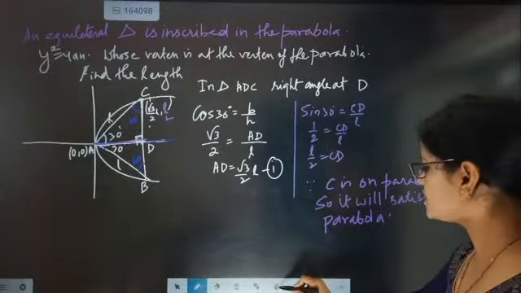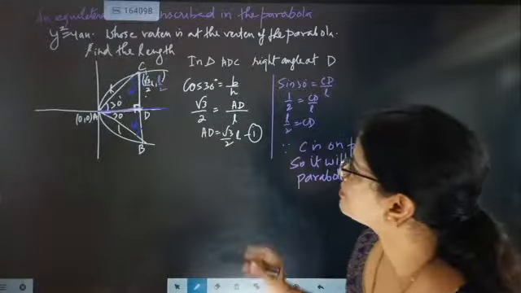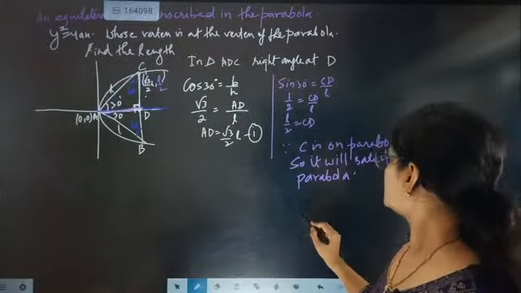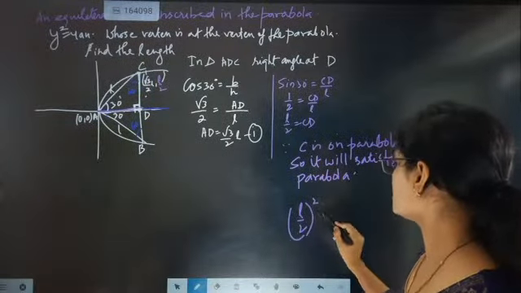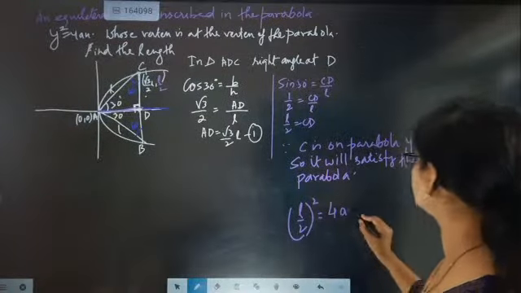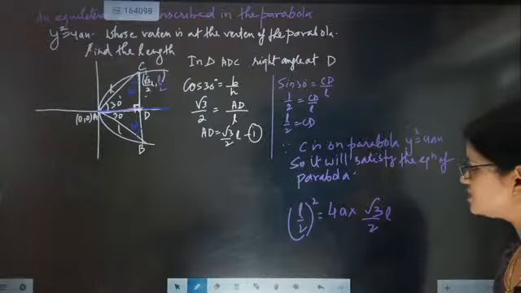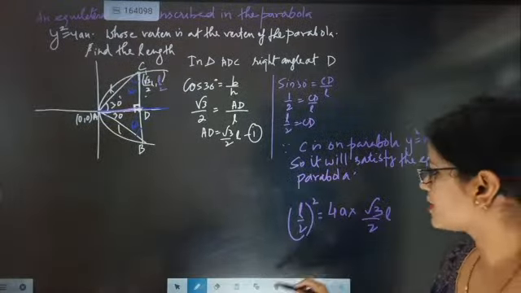Since it will satisfy the equation of the parabola, y is coming as L by 2. So (L by 2) whole square equals 4 into a, and x is coming as root 3 by 2 L. That's it. I think it's done.